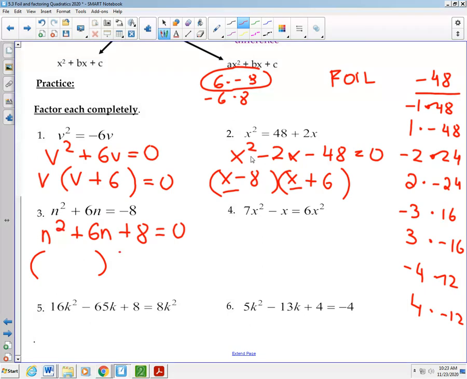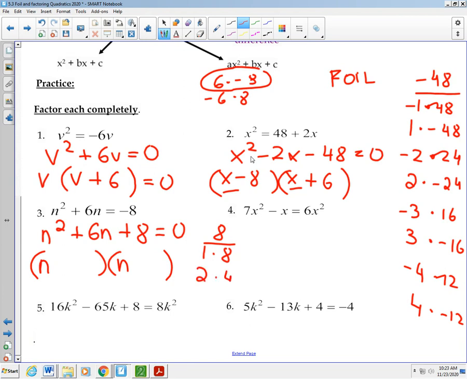Please remember, we are undoing FOIL. What number times itself is n squared? It has to be n and it has to be n. Now look at 8. Okay? What two numbers can you multiply and get 8? It could be 1 times 8, but it could be also 2 times 4.